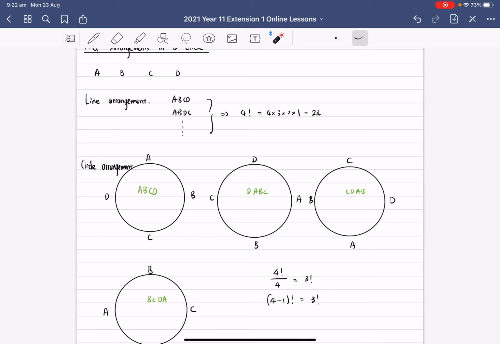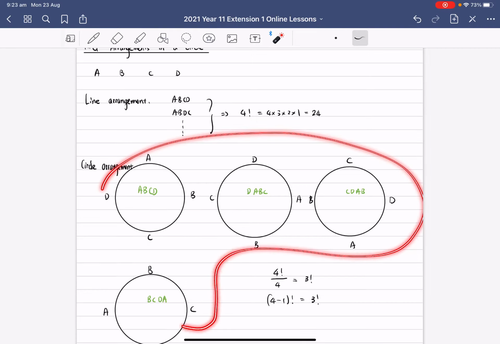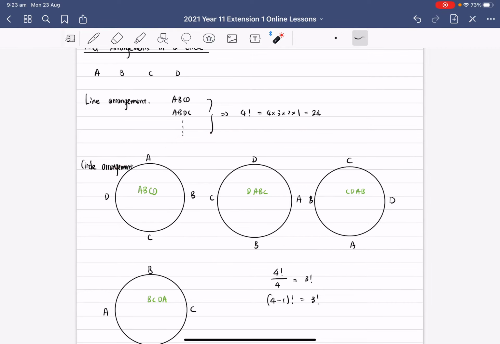Okay. However, for every one arrangement in the circle group, it's the same. So that's the reason why you need to divide it by 4. You should be able to see that for every one arrangement of this group in a circle, there are 4 different arrangements of the same group in the straight line, and that's considered to be one arrangement in the circle.